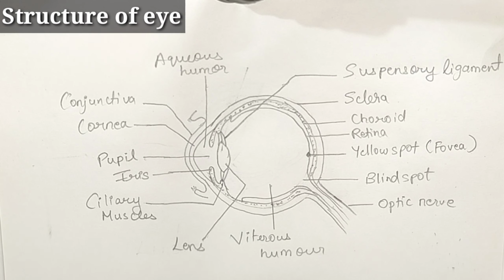So here is the diagram of the structure of the eye, or the horizontal section of the eye. In this diagram you saw how to draw it. Now let us see the important labelings. Whenever you draw, first you draw the three layers.